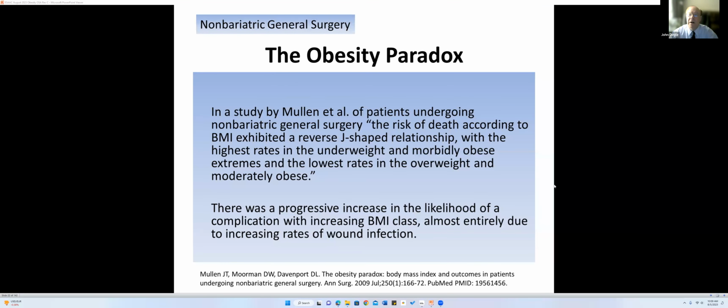In a study by Mullen et al., of patients undergoing non-bariatric general surgery, the risk of death according to body mass index exhibited a reverse J-shaped relationship. And I'll show you these curves in a minute. There was a progressive increase in the likelihood of a complication with increasing BMI class, almost entirely due to increasing rates of wound infection, which is a well-recognized common complication of obesity in patients undergoing surgery.